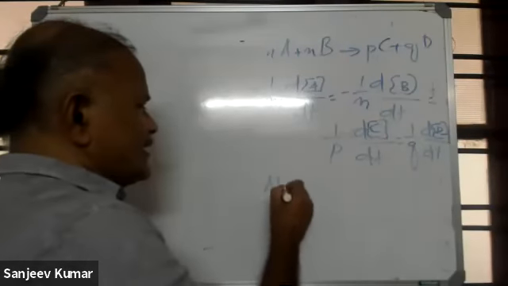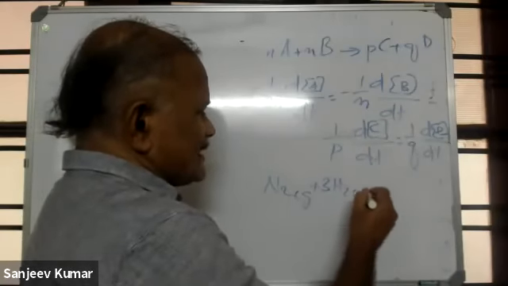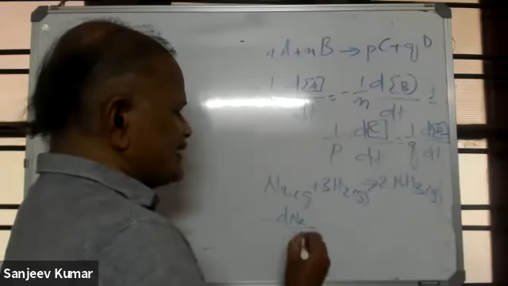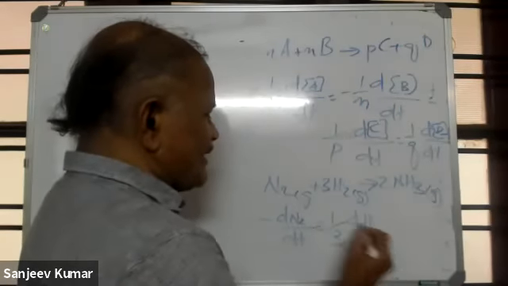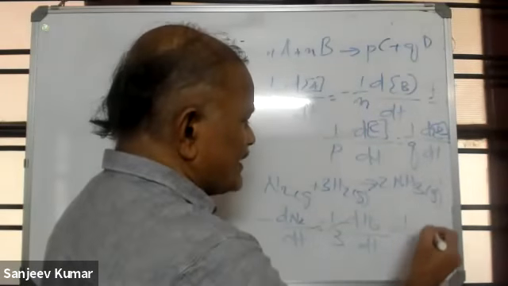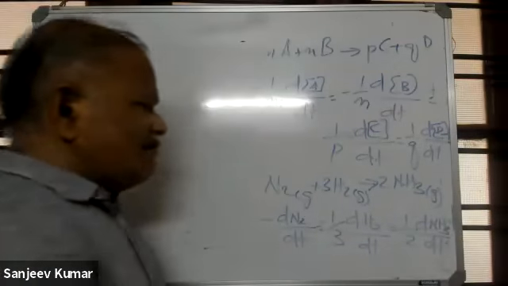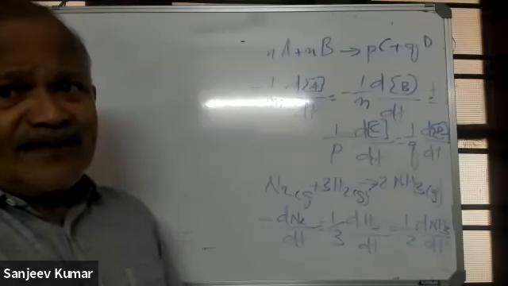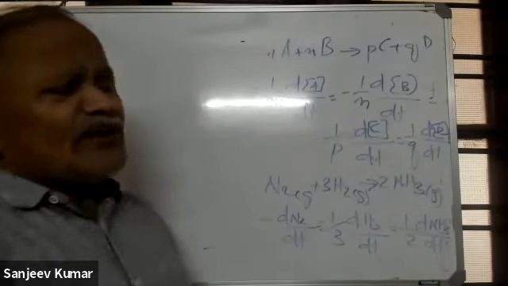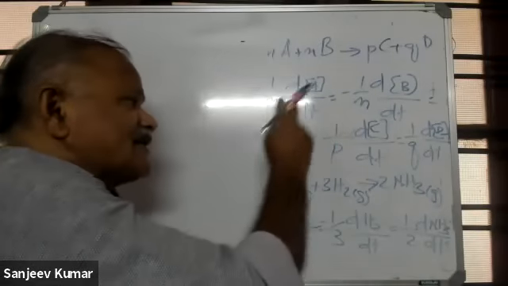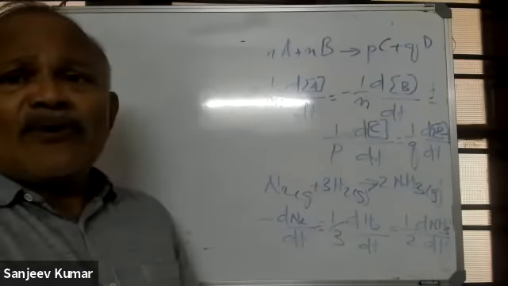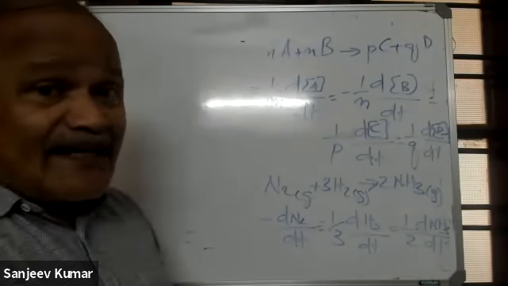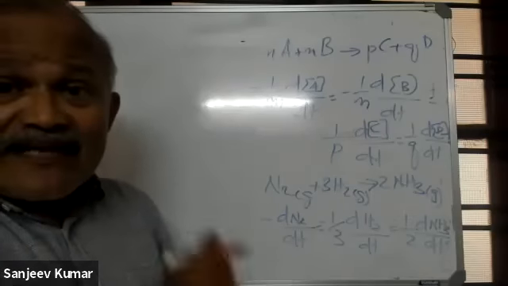For example, in the Haber process, N2 gas plus 3H2 gas give 2NH3 gas. Here, minus dN2 by dt is equal to minus 1 by 3 dH2 by dt, is equal to half dNH3 by dt. This is simple, because if you take 10 mole of nitrogen, it requires 30 mole of hydrogen to give 20 mole of ammonia, because 1 mole of nitrogen requires 3 mole of hydrogen to give 2 mole of ammonia. Therefore, rate with respect to nitrogen, if it is 10 mole per liter per second, what will be the rate with respect to hydrogen? 30 mole per liter per second.